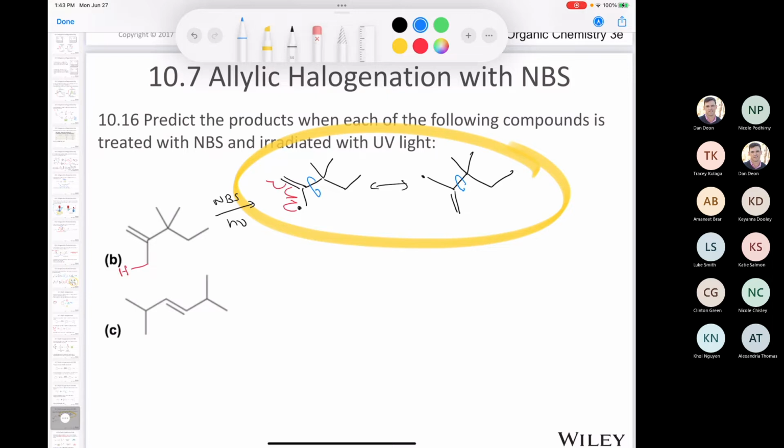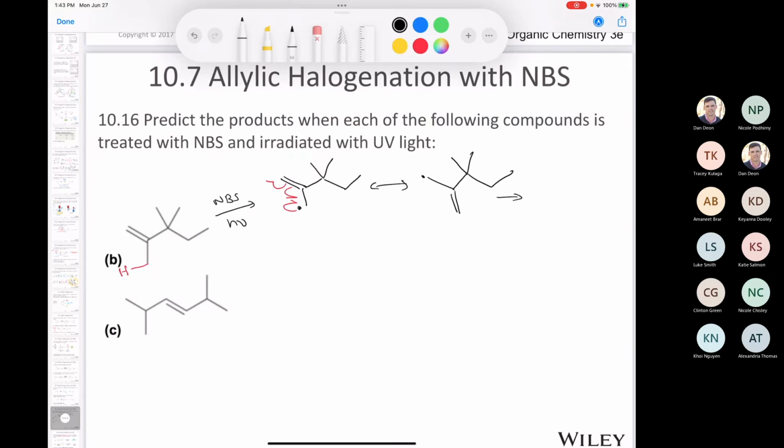Okay. So I don't have to worry about these two radicals. I can just draw one of them. So I'm going to delete one of them. And let's leave it in. And we'll just say, okay, well, the bromination is going to occur at that position.